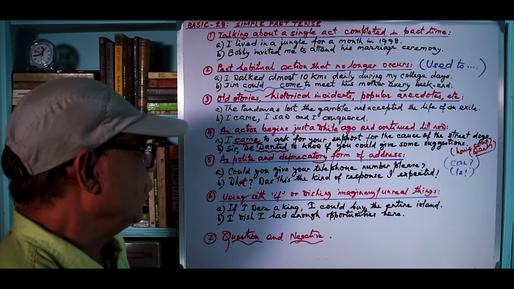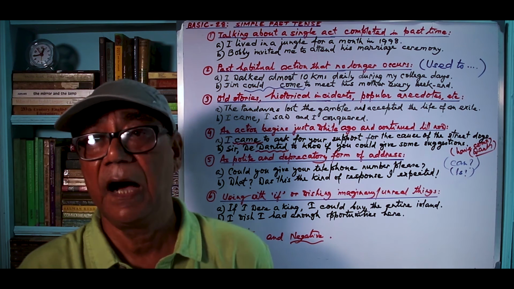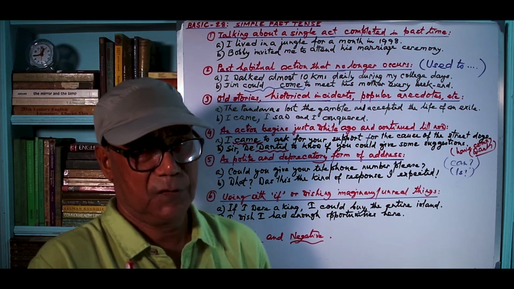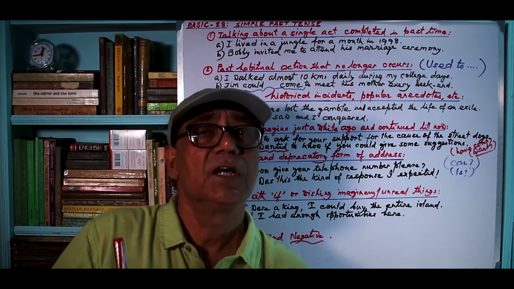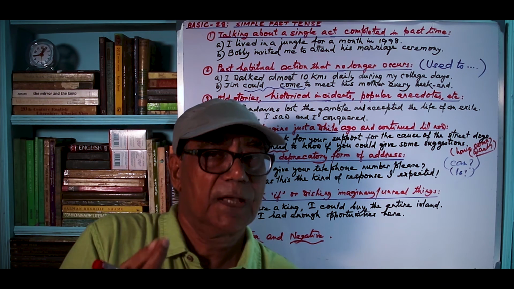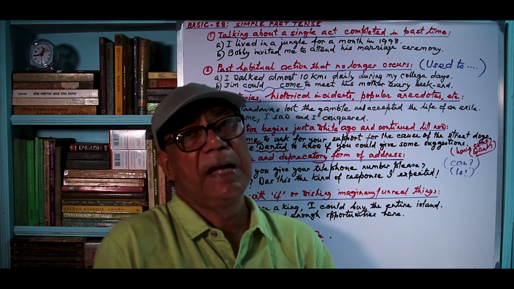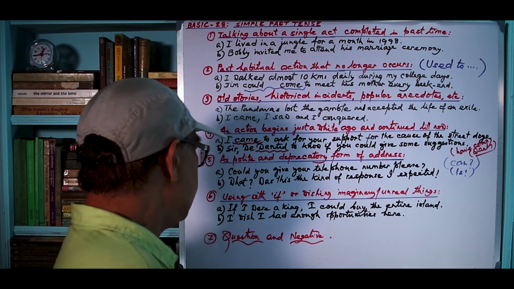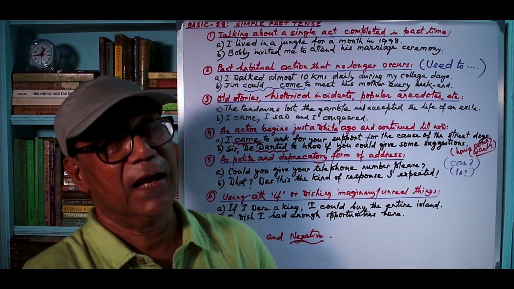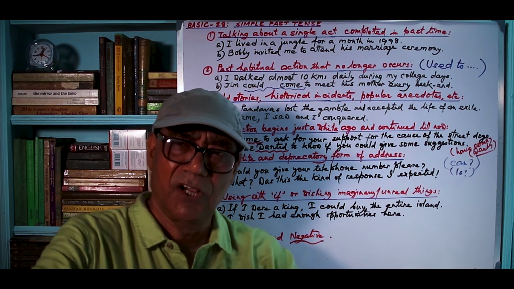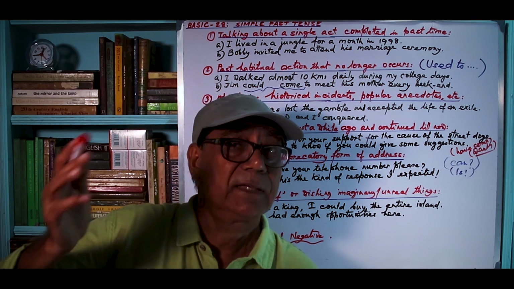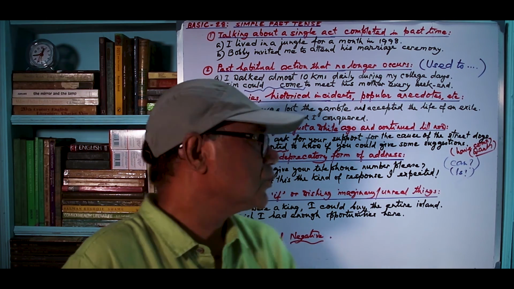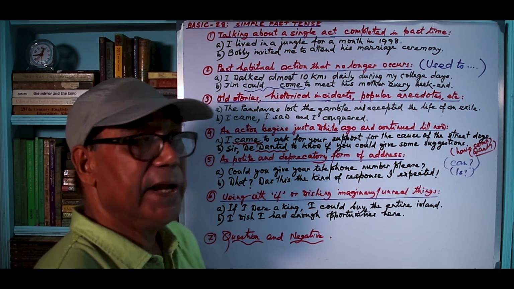Now number 6. Using with if or wishing imaginary and unreal things. This is very simple. We use with if. The if word is there. Sometimes when we use if and there is something imaginary, in that case simple past tense format is applicable. Example, if I were a king, I could buy the entire island. Thing is that I am not a king. It's an imaginary probability. So if I were a king, I could buy the entire island.